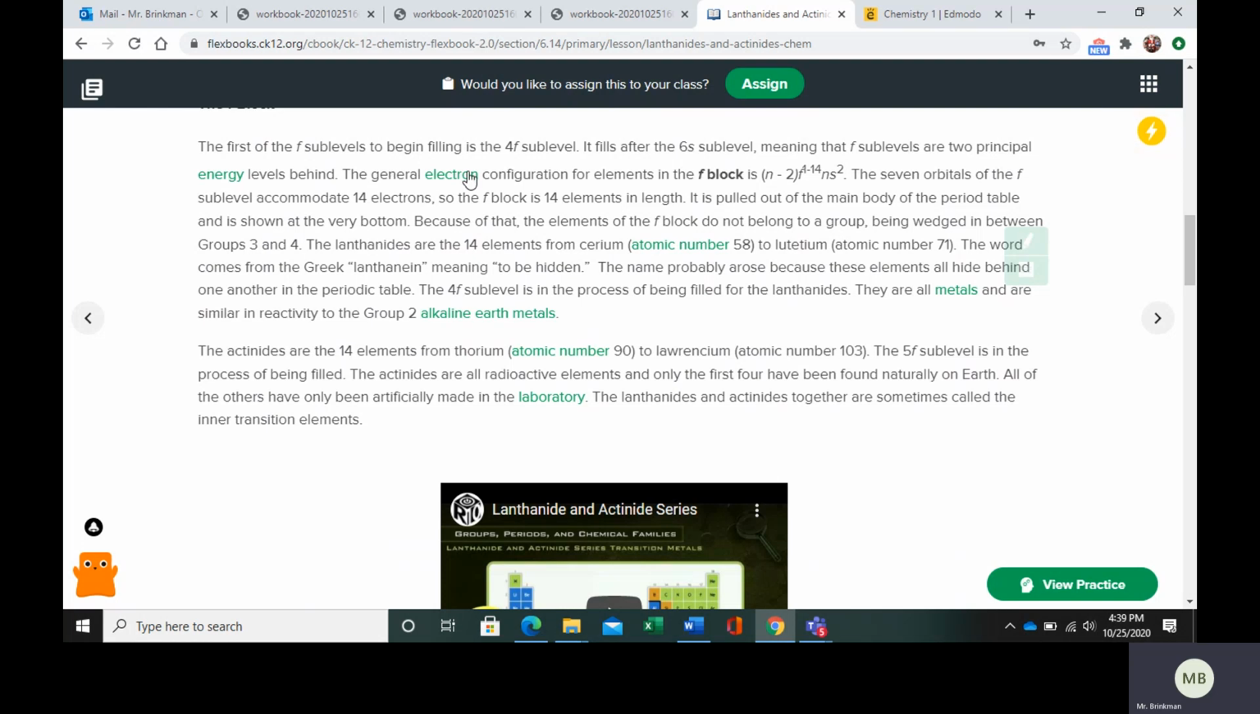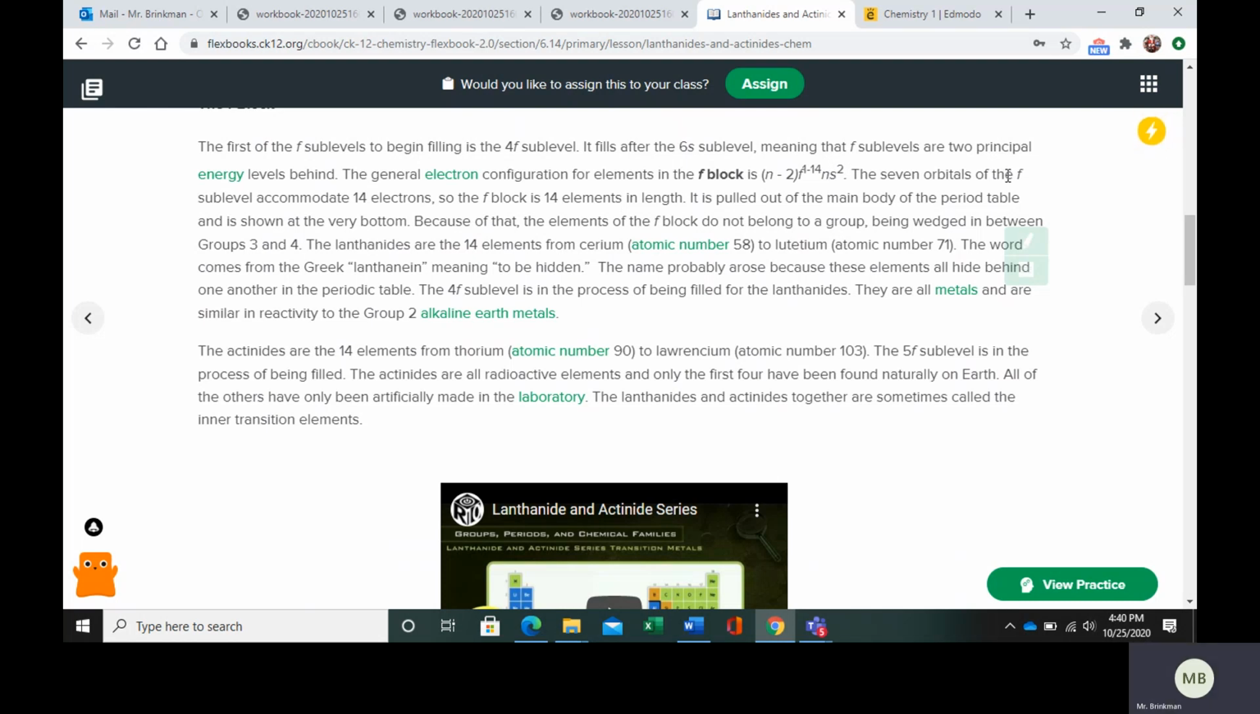All right, the general electron configuration for elements in the f block. So n is going to be a number. So let's say our number is 6. So it's (n minus 2) f. So if this number is 6, we now have 4f. And this is from 1 to 14, depending on how many electrons are in the f orbitals. Okay, and then it's ns2. So if the number is 6, it would be 6s2.